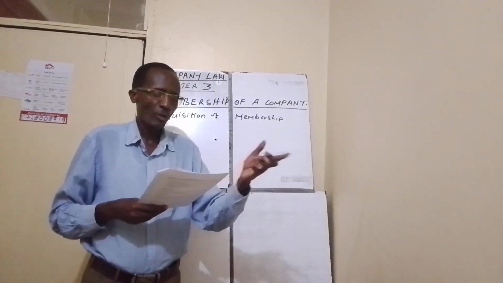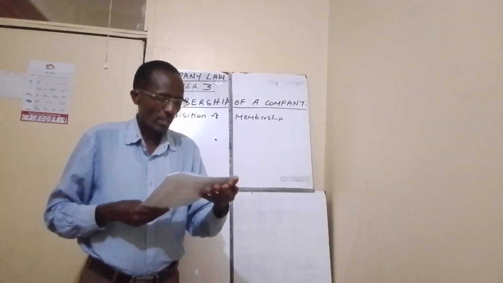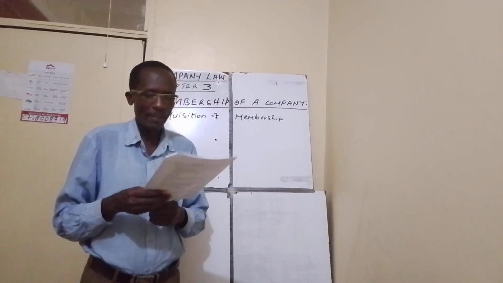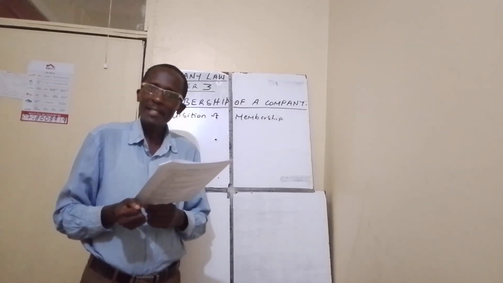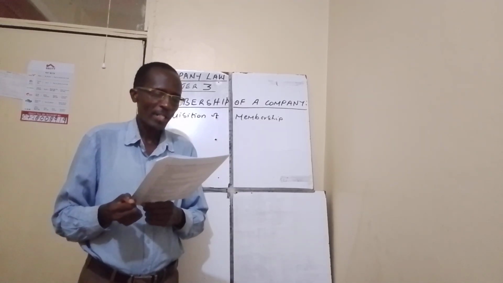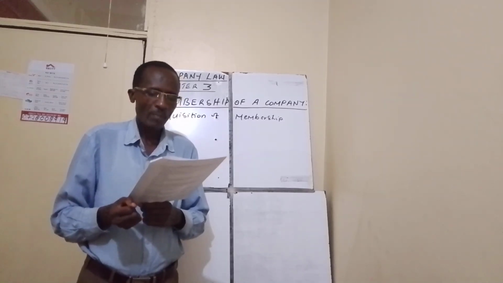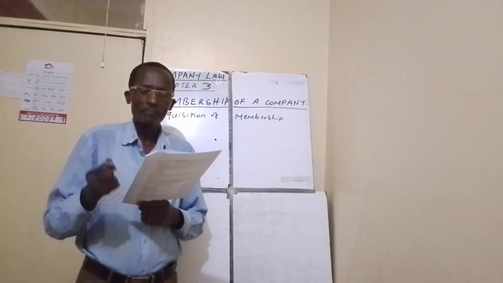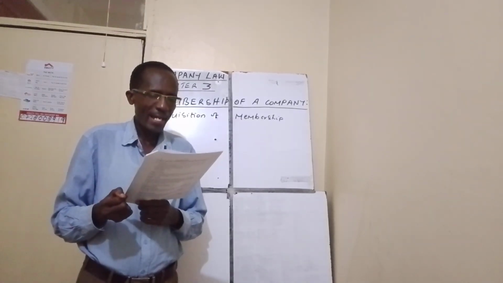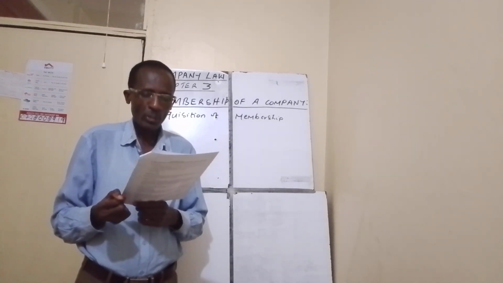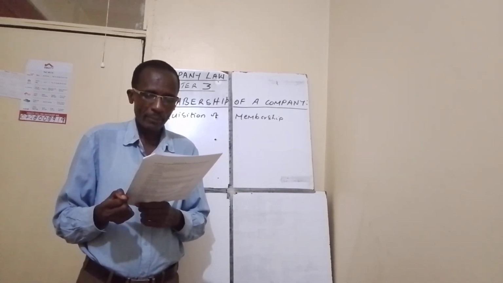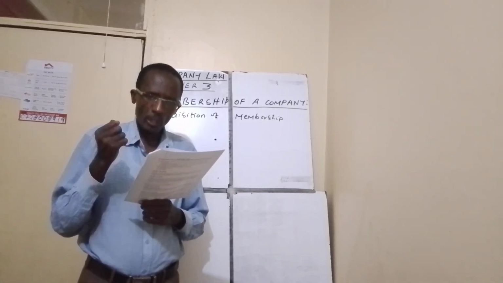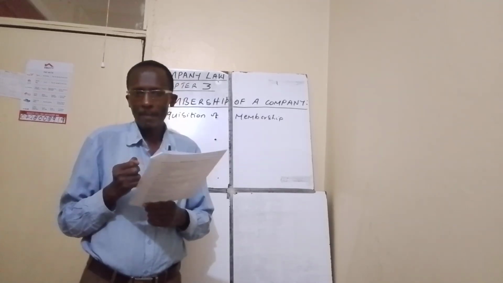And lastly, by estoppel. By estoppel, a person who, without having agreed to be a member of the company and is aware that his name has been entered in the register, but takes no steps to have it removed therefrom, may be stopped from denying his membership to somebody who relied on it and extended credit to the company.